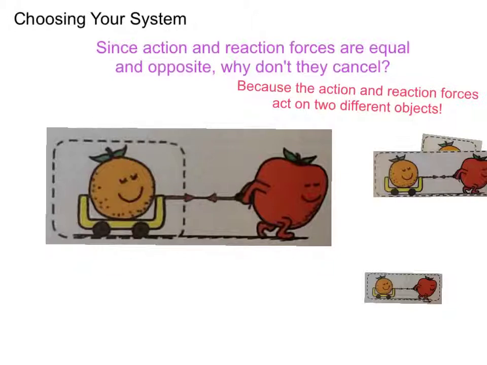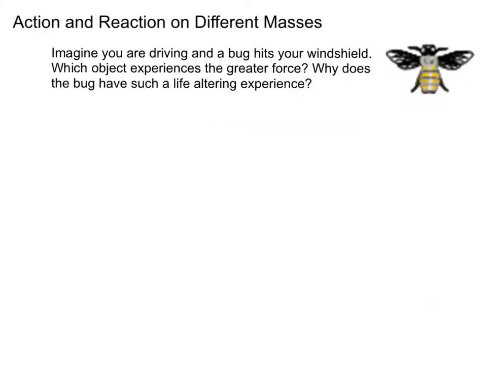When we consider just the orange as our system, that external force is coming from the apple onto the orange. So imagine you're happily driving along and a bug hits your windshield. Which object experiences the greater force? Well, Newton's third law tells us that the force experienced by your car is equal to the force experienced by the bug. The two forces are equal and opposite.